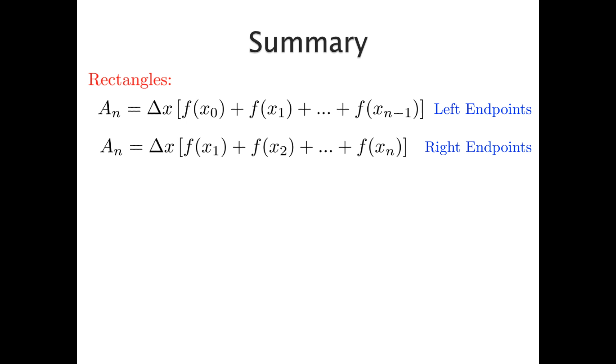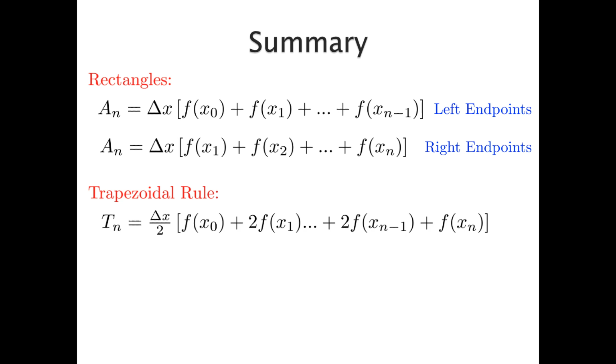It doesn't seem to mean very much, but notice that what we're doing with the right endpoints is we're starting with x1 and going up to xn. With left endpoints, we started with x0, and we stopped at xn minus 1 because we always use the one on the left side. The trapezoidal rule looks a little bit more complicated, and it's really just the average of the first two ways of doing things, the left endpoint version and the right endpoint version. So when you write down what you get, you have this nice formula.